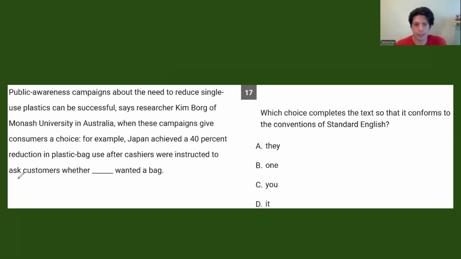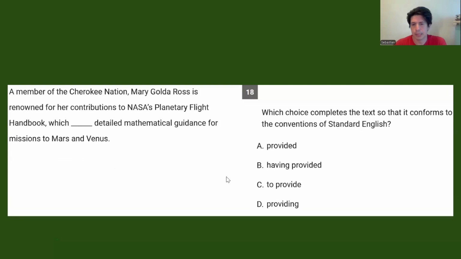And who wants the bag? It is customers, which is plural. And the only one that's plural is they. So it's not going to be B, C, and D. By looking at the answer choices, even before you really think about the sentence, you can see what they're testing. So I'm going to try on the next one to look at the answer choices and see how that helps me.